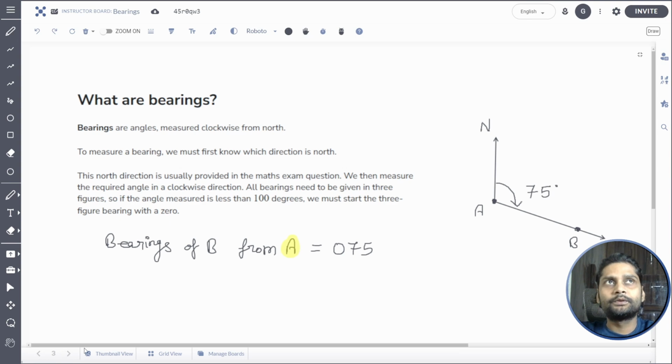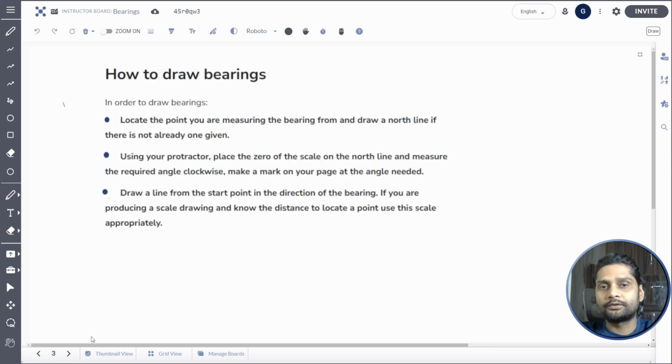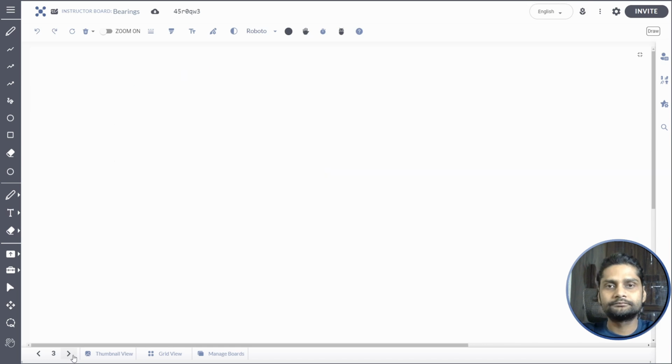Let's continue with the steps. How do we draw the bearing? Sometimes a question might ask you to plot a diagram based on the given bearings. So the first thing you need to do is figure out the reference point, and on the reference point you have to draw a north line. Then from the north line, and you must be given another point or the direction, you have to measure a clockwise angle. Let's try to understand these points with an example practically.